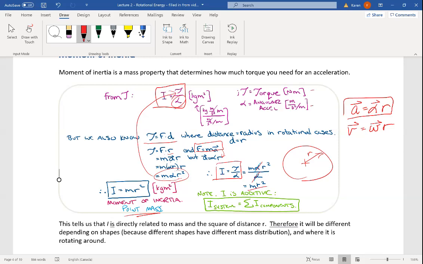I also want to show you that if you have a system, say, with 3-point masses, like I just showed on that system where I was sticking mass in different places, then the moment of inertia for the whole system is equal to the sum of the moments of inertia for all of those point masses.